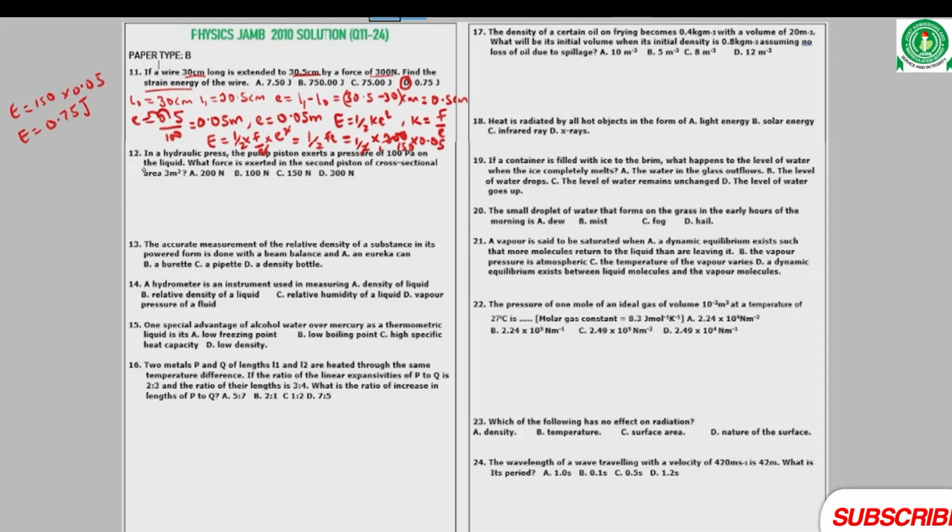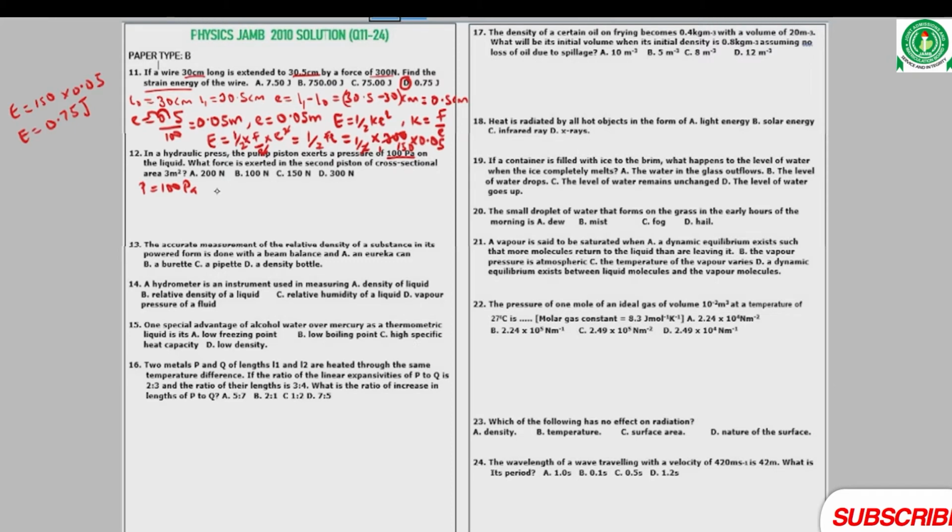Now question 12. In a hydraulic press, the pump piston exerts a pressure of 100 Pascal on the liquid. What force is exerted on the second piston of cross-sectional area 3 meter square? Now we are told that in a hydraulic press, the pump exerts a pressure of P equal to 100 Pascal. Pascal is one of the units of pressure. So 100 Pascal on a liquid.